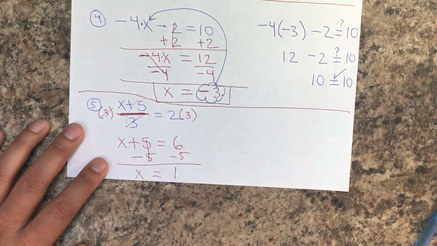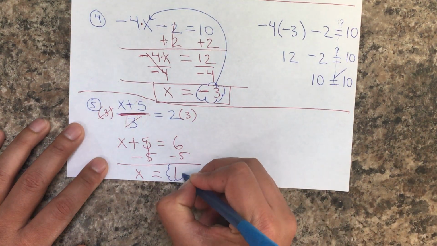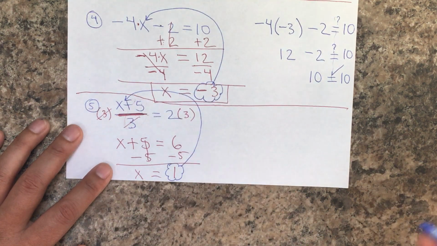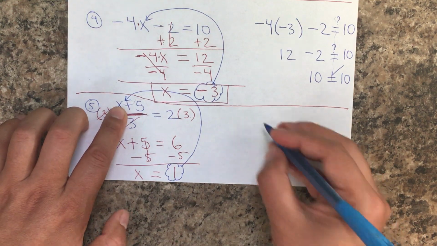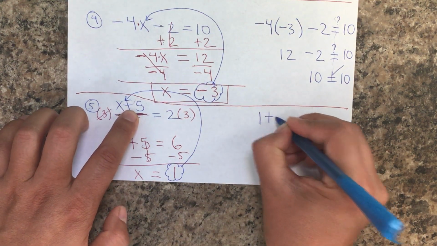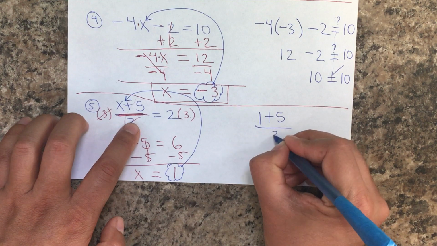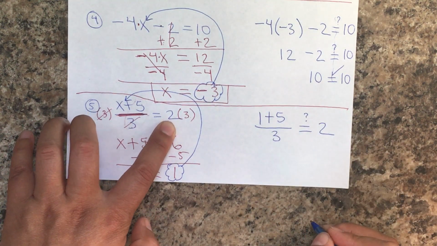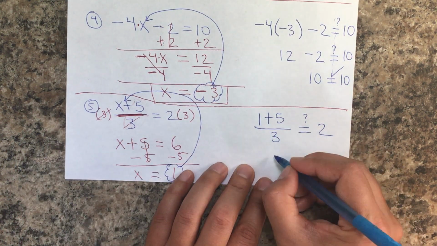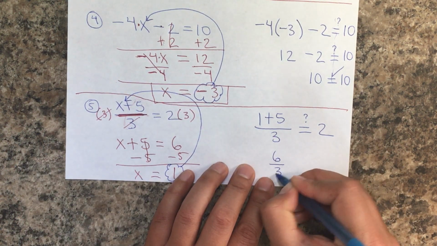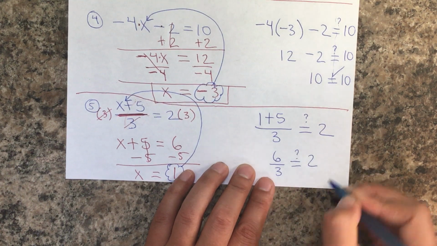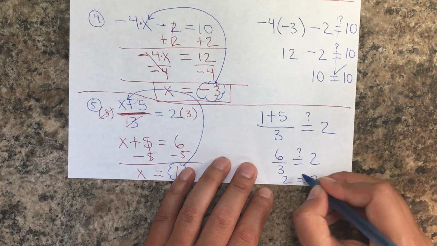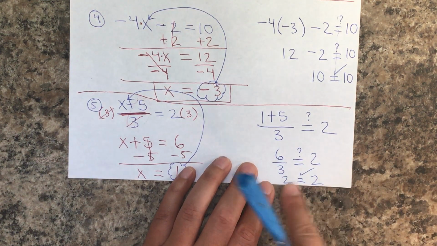So now let's do the checkup test. We're going to replace this value because we found out that x is 1. So let's replace it in there to see if it's true. So x is 1 plus 5 divided by 3. Is it equal to 2? 1 plus 5 is 6 divided by 3. Is it equal to 2? 6 divided by 3 is 2, which is equal to 2. So we say check because we have the same in here.